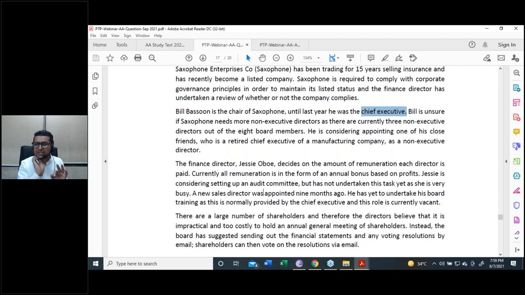How to overcome that deficiency? I think in order to overcome that deficiency, Mr. Bill needs to be removed from the role of the chairman, and he may continue as chief executive again, but he should not be the chairman. Mr. Bill is unsure if Saxophone needs more non-executive directors, as there are currently 3 non-executive directors out of the 8 board members. So it means 5 executive, 3 non-executive. Is there any corporate governance deficiency? Yes. And what should be the recommendation? They need to hire at least what? At least 2 more non-executive directors.